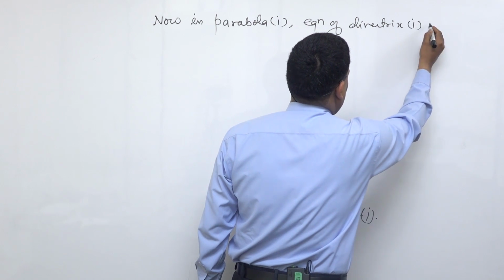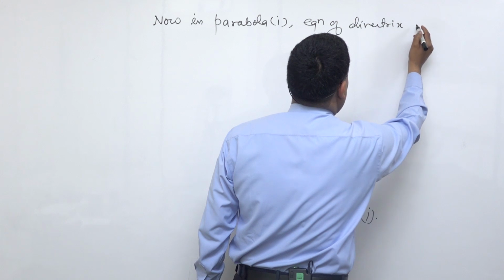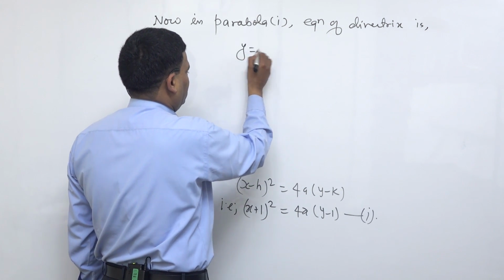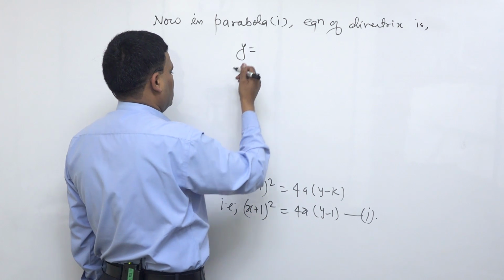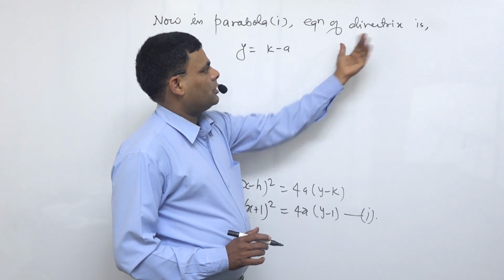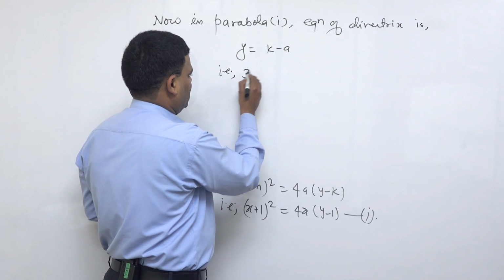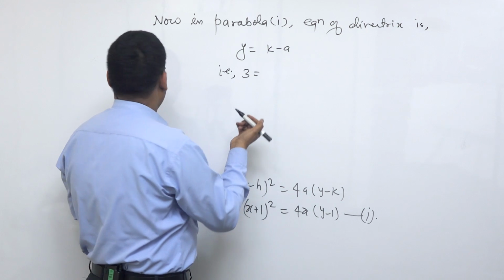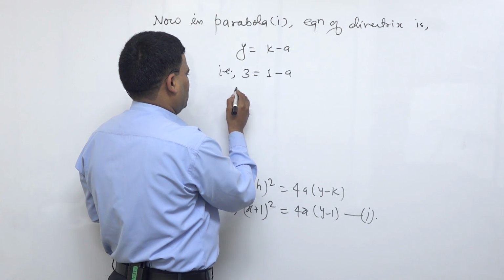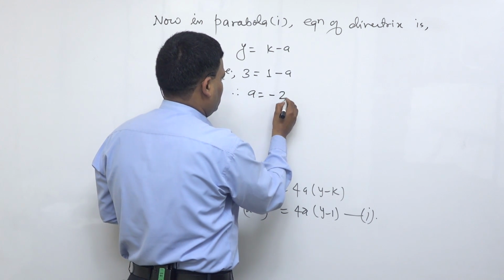Equation of directrix. In parabola 1, the equation of directrix is y equals to k minus a. That is, y's value is 3, equals to k's value 1, minus a. Therefore a equals to minus 2.